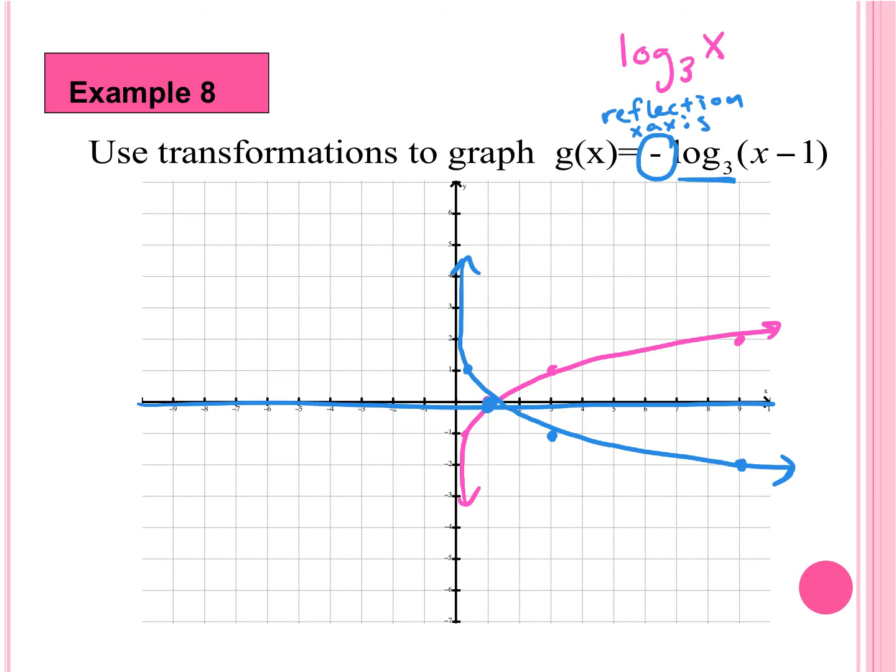I have another transformation, this x minus 1. So what does that x minus 1 do to our graph? It moves it to the right one. So all of my points for the blue graph, I'm going to move to the right one, to the right one, to the right one, and to the right one. So my graph looks like this.